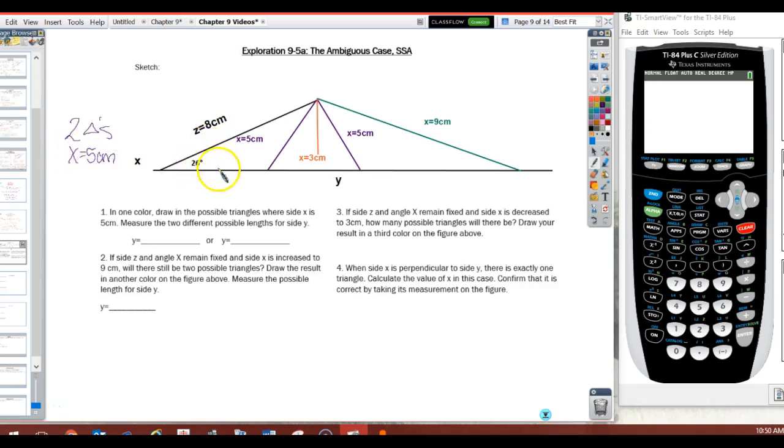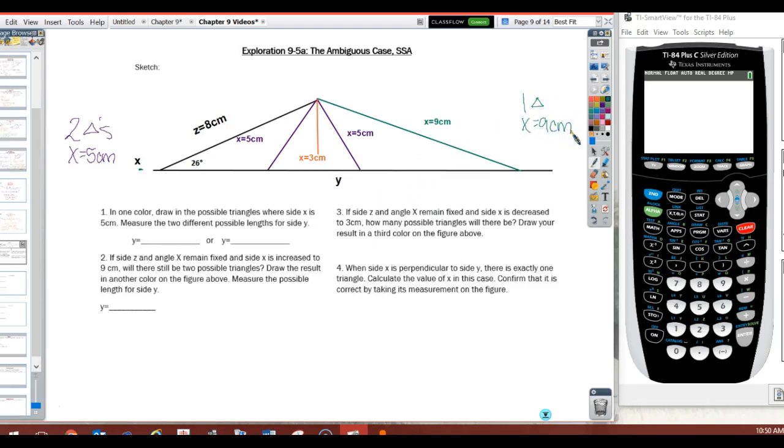We then kept angle X being 26 degrees, side Z being 8 centimeters, and then we looked at what would happen if X was 9 centimeters. And so we sketched another triangle, and if we tried to swing it in the other way, this side length was longer than this side length, and so it would end up having to come somewhere over here, which would then change this 26-degree angle. So there was only one possible triangle when X was 9 centimeters.